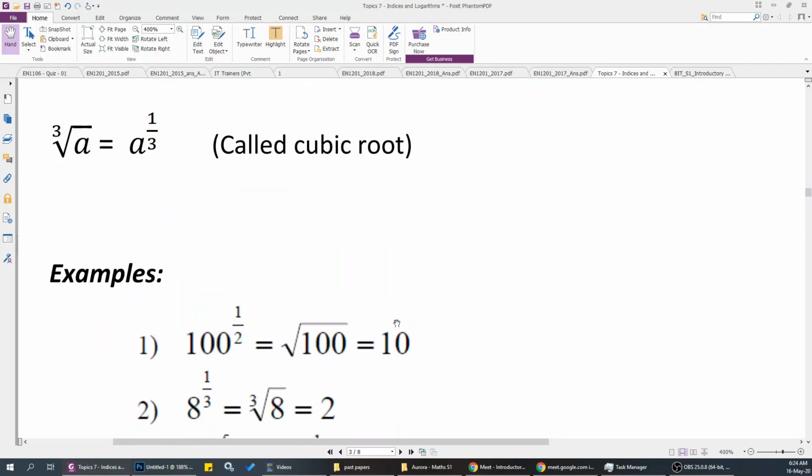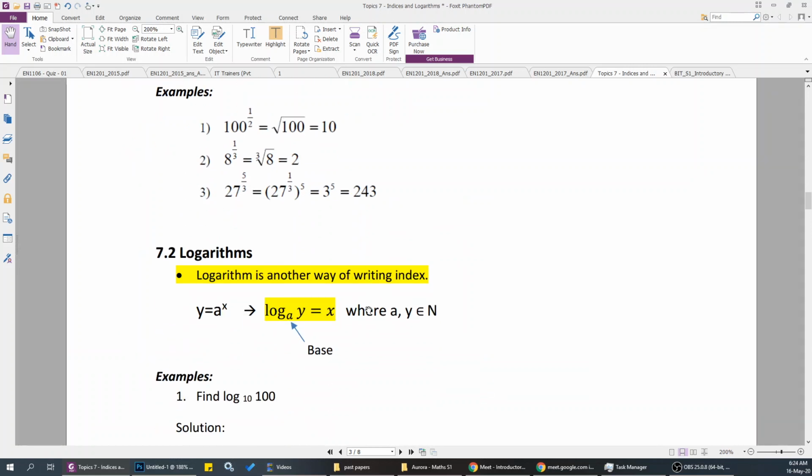Okay, then we learned a bit about the logarithms, and I wanted to tell you about the difference between the indices and the logarithms. As you can see here in this definition, logarithm is another way of writing index. It's not anything that is completely different from indices. It is just another way of writing it. That is all you need to keep in your mind.